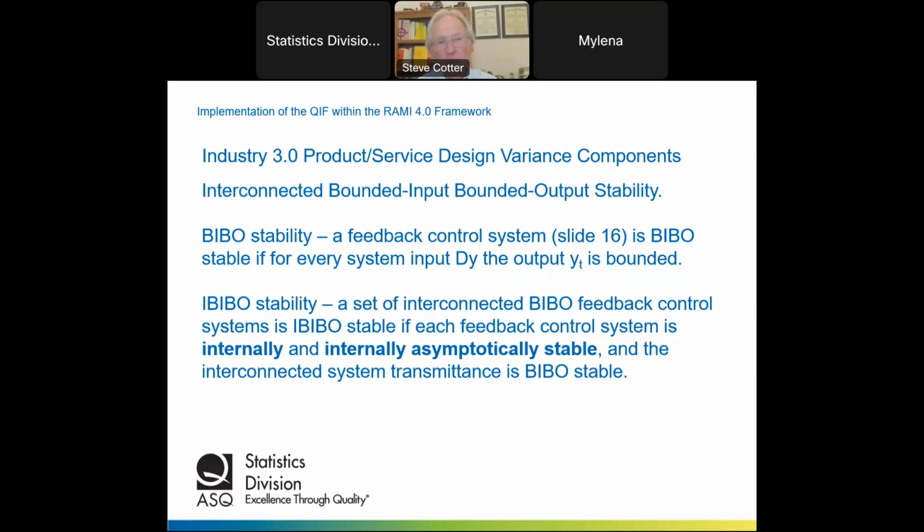But that's a valid question, because programming a RAMI system is going to have to take into account the variance components, the additional variance components induced by massively horizontally, vertically integrated, negotiated production systems.